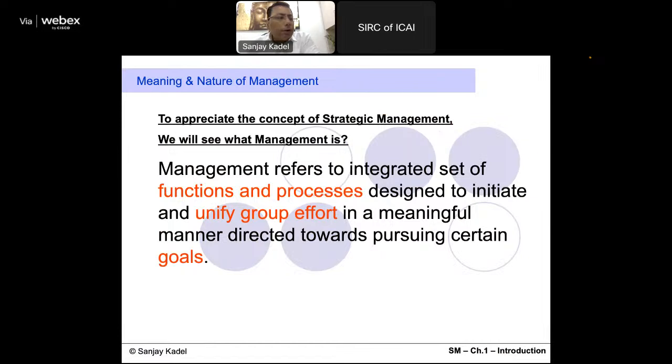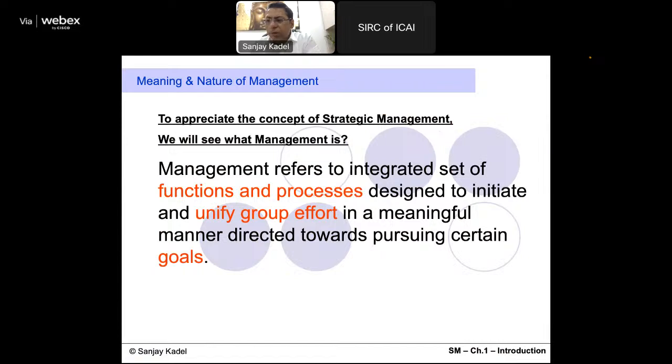So, are we able to relate to the example I gave just now? It is a very simple example which we can relate even to our daily life, something like organizing a birthday function. Just put a parallel of this set of activities in a business scenario. There also similar things happen. So there is an integrated set of functions and processes, various activities, various systems, which are designed in such a way that you can initiate and unify the group effort.